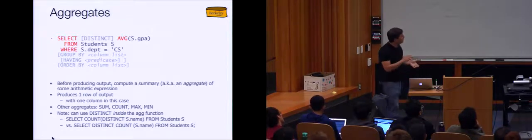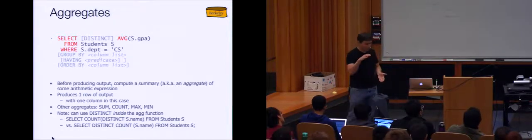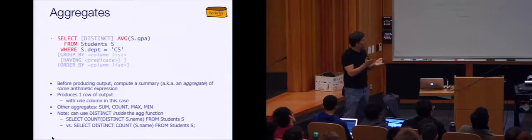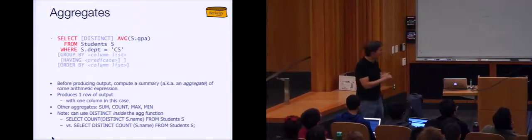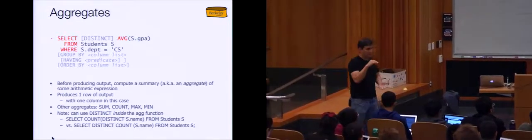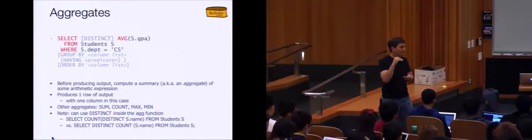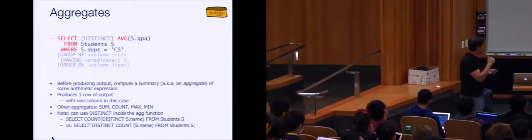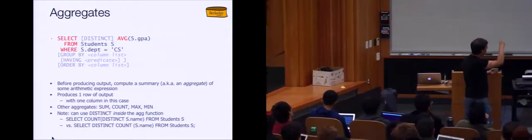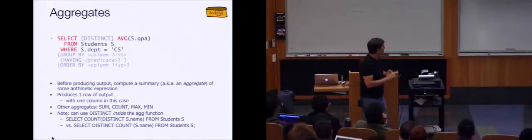Before producing the output, what happened here, right? We took all the input rows and computed a summary of some arithmetic expression, the average of s.gpa, where the input to that arithmetic expression was a set of numeric values. And this is going to produce one row of output, in this case with just the one column of the average.